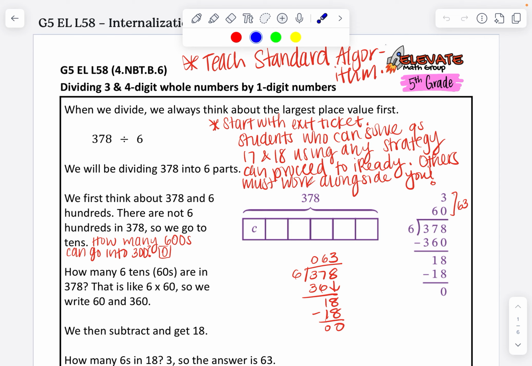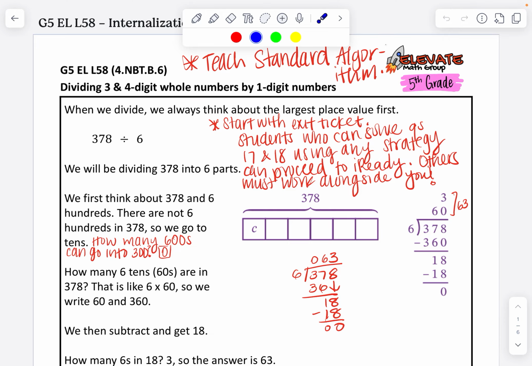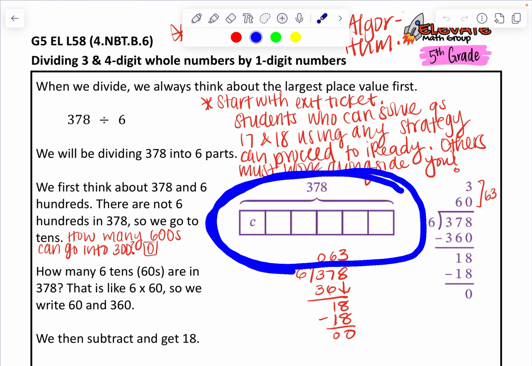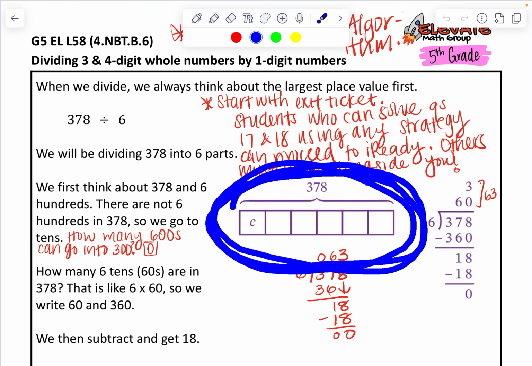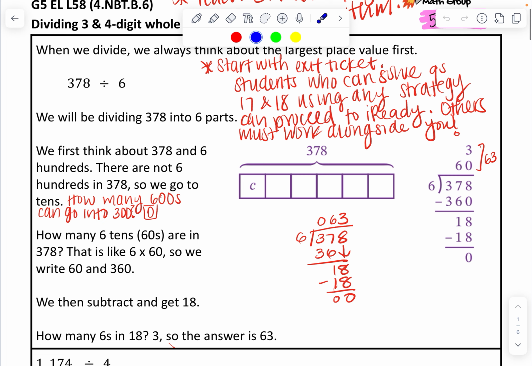So for this lesson, after students are done with the fluency, I want you to jump into this idea of partial products. I would love for you to go through this example with students, just about 2 minutes, right? 378 divided by 6. This is visually what we are thinking about, right? 378 divided into 6 parts. Go through the math with them.